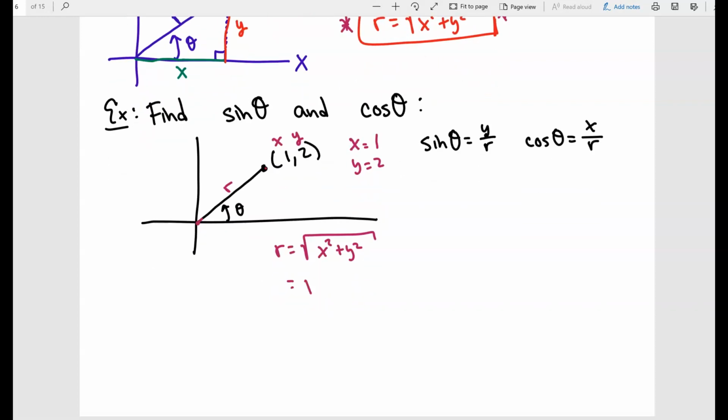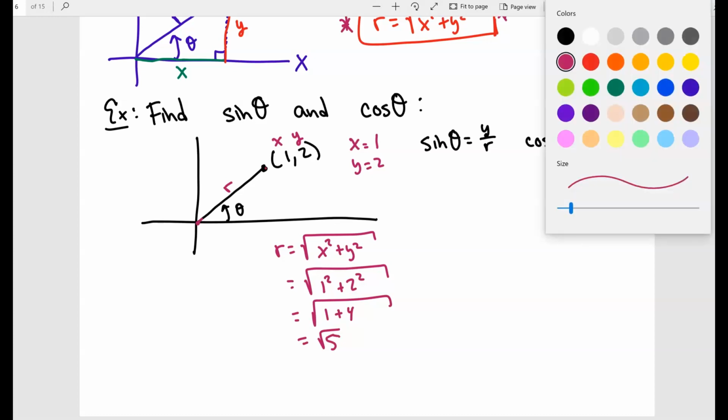So this is going to be the square root of 1 squared plus 2 squared. So you're going to get 1 plus 4. That's going to give me 5, square root of 5. Okay, so now we can go ahead and plug everything in there. So let's first start off with the sine of theta.